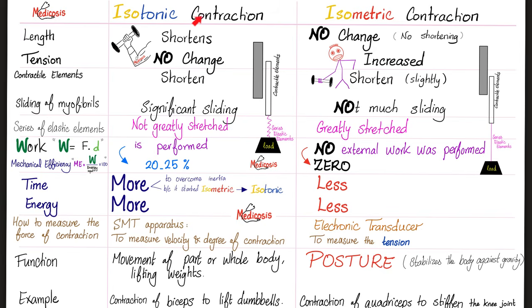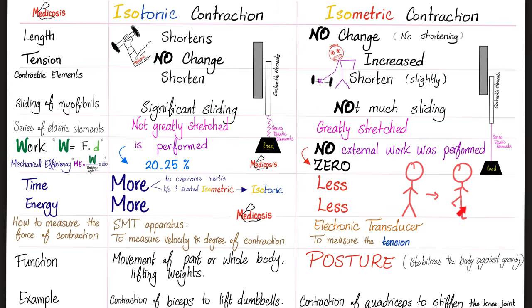Can you give me an example of isotonic contraction? Sure, contraction of the biceps of Medicosis to lift up the weight. And what's the function of that? Movement of part of the body or the whole body and lifting weights. An example of isometric contraction is the contraction of the quadriceps to stiffen and stabilize the knee joint. Let me give you an example. Let's say that Adam was standing on both legs, and then he lifted up his right leg. He's now standing only on his left leg.